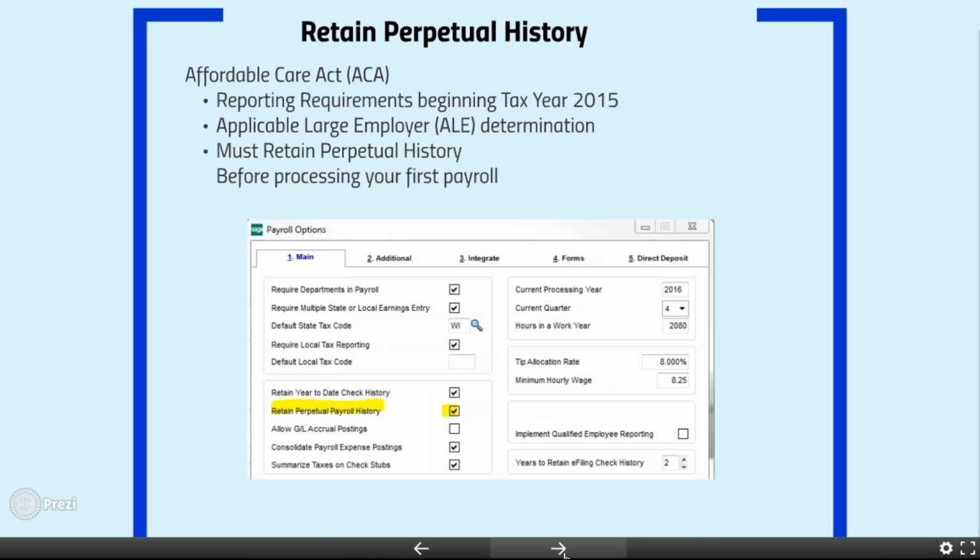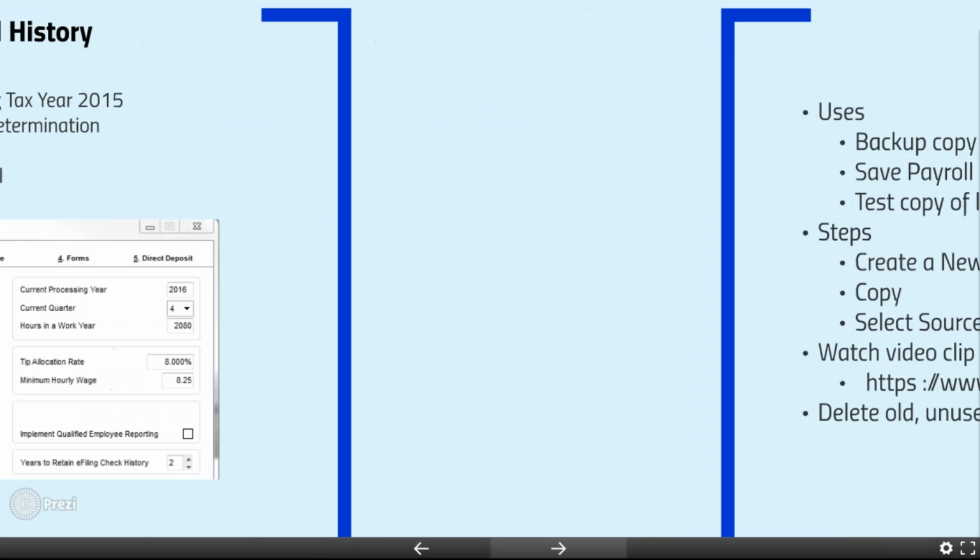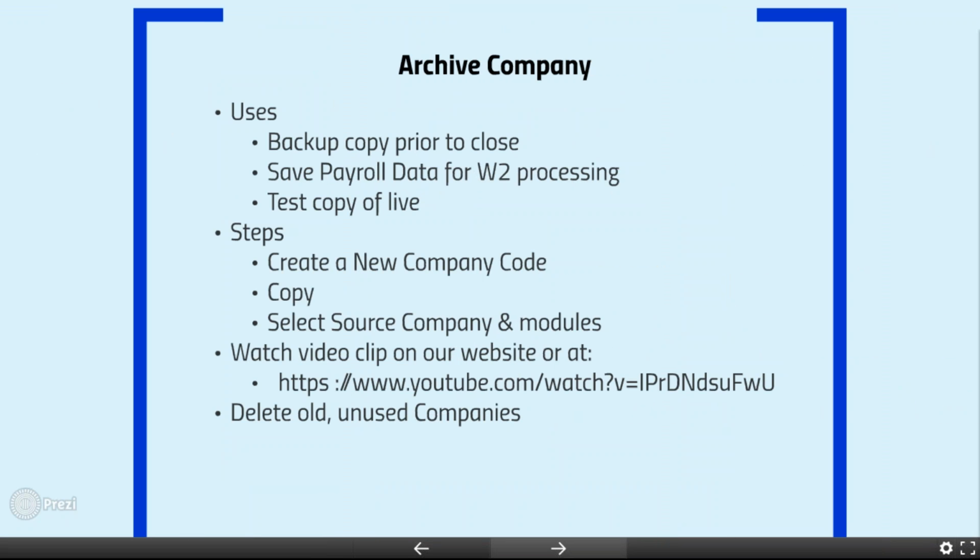It's very important to retain perpetual history if you are subject to the Affordable Care Act. However, it's a good idea even if you're not. So you'll want to go to Payroll Setup Options and check the setting for retaining perpetual history. That way it has the details in there. Sometimes with payroll, though, it's really nice to have a backup company because it organizes the information in a bit of an easier way to get to when you're going into the history.